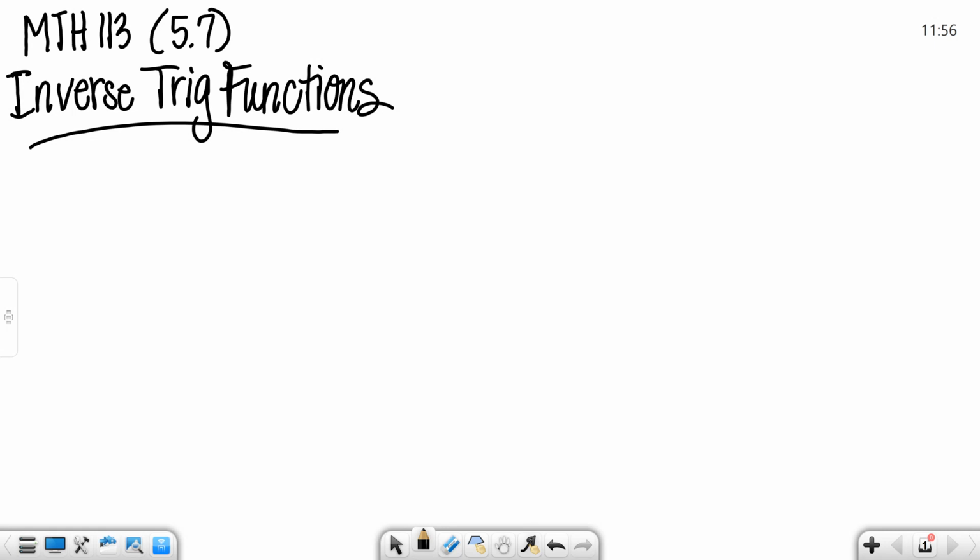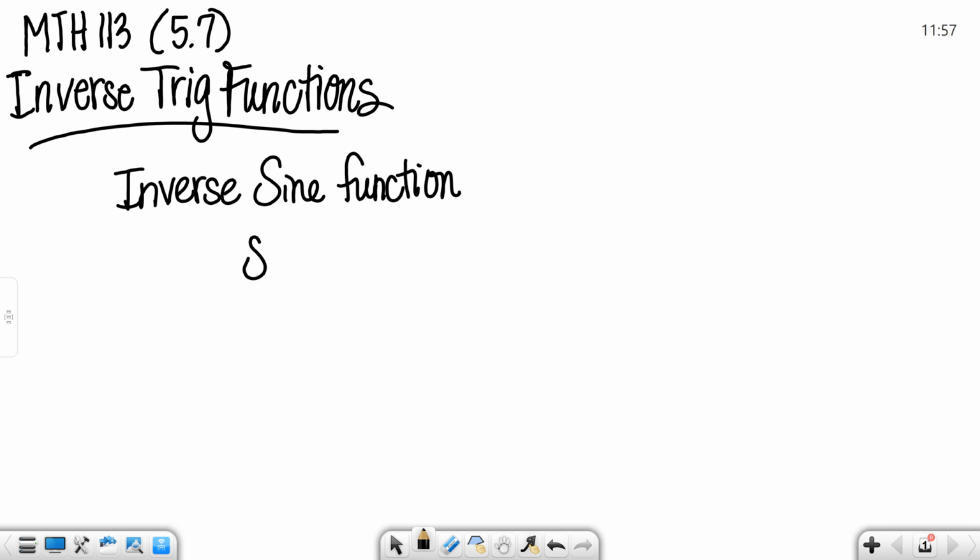Math 113, 5-7, inverse trig functions. All right, so inverse trig functions, let's start with the inverse sine function. So I'm going to write it just in words so that you can see exactly what I mean. All right, the inverse sine function, this is the notation for it.